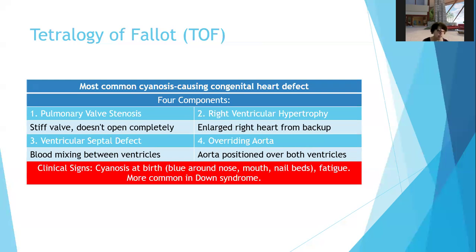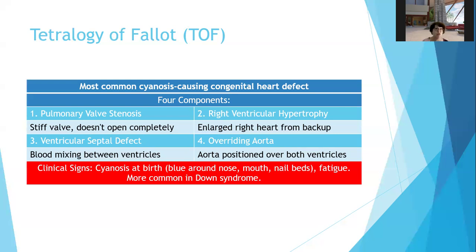The tetralogy of Fallot, or TOF, is the most common cyanosis-causing congenital heart defect. They used to call it blue baby syndrome because it causes cyanosis. But it's a defect that's apparent at or soon after birth. The baby is going to have a bluish tint, mostly around the nose and mouth and the fingernail and toenail beds.